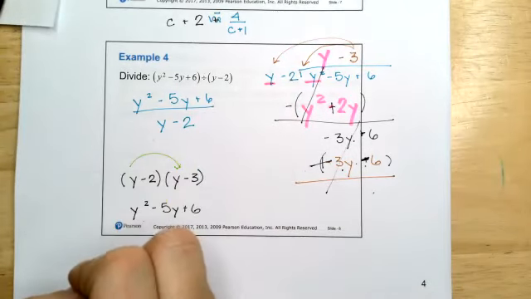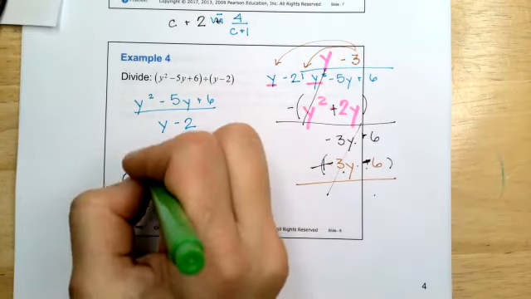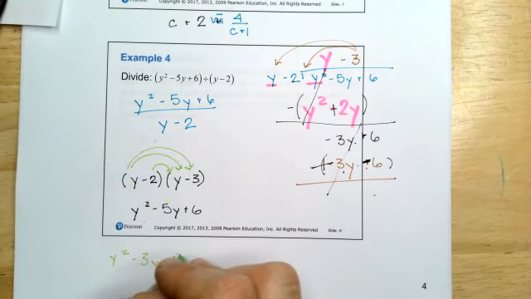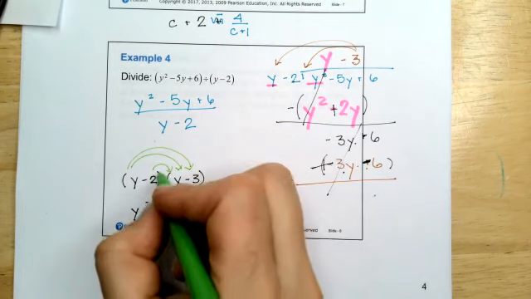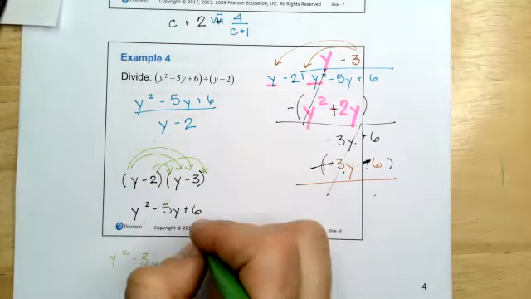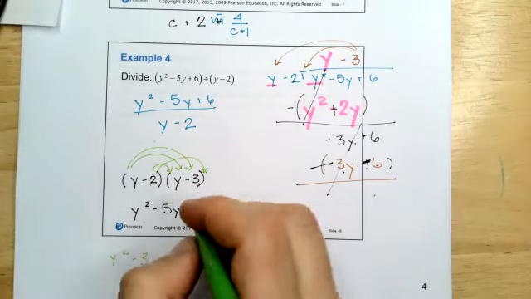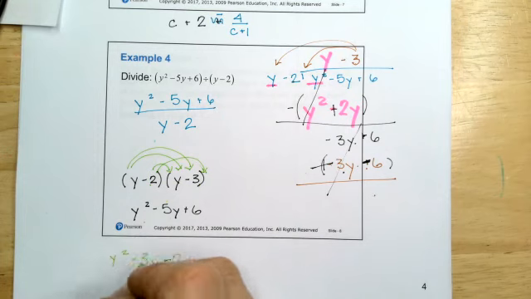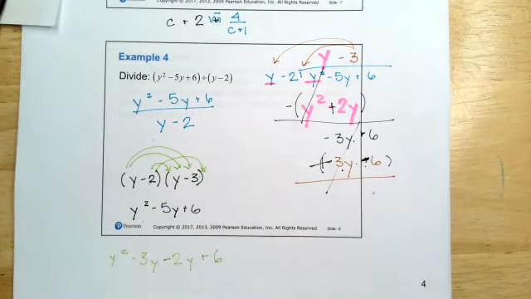Y times y is y squared. Y times negative 3 is negative 3y. Negative 2 times y is negative 2y. And then negative 2 times negative 3, a negative times a negative is a positive. So that was y squared minus 3y minus 2y plus 6.